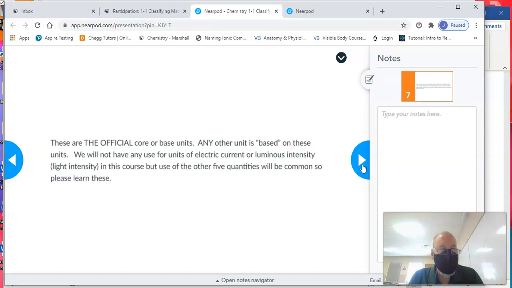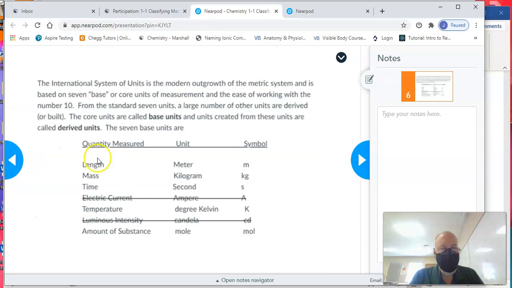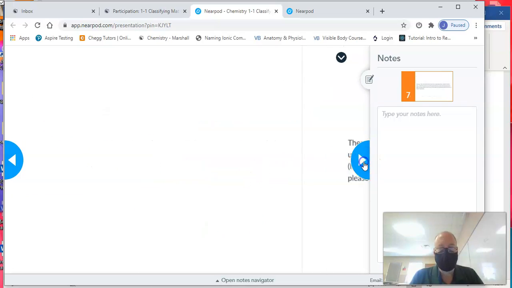These are the official or core units. Any other unit that we have is based on these units. That's why these are called base units. We won't have any use for units of electricity, electrical current, or luminous intensity, but we will need to know the other 5: length, mass, time, amount, and temperature. So those are the 5 that we'll need to know and have down.